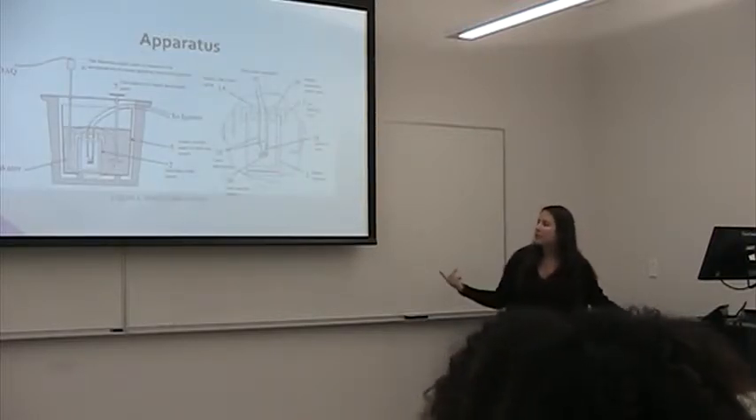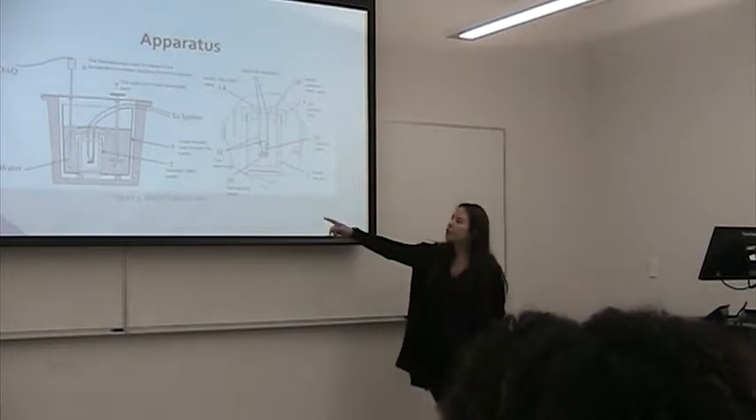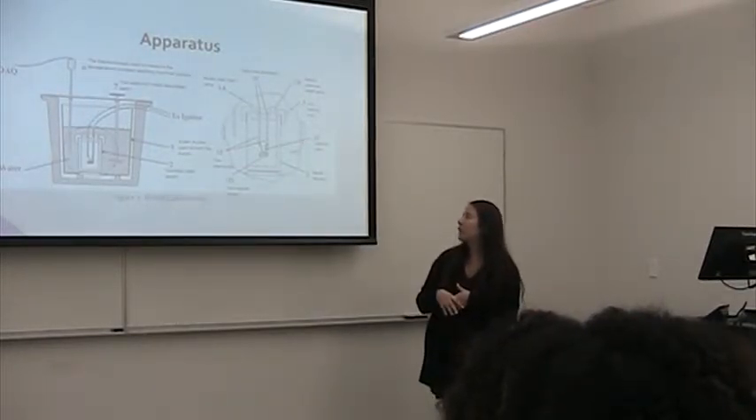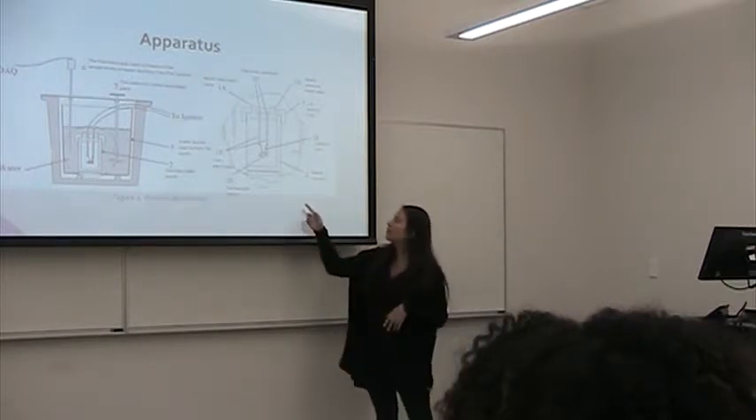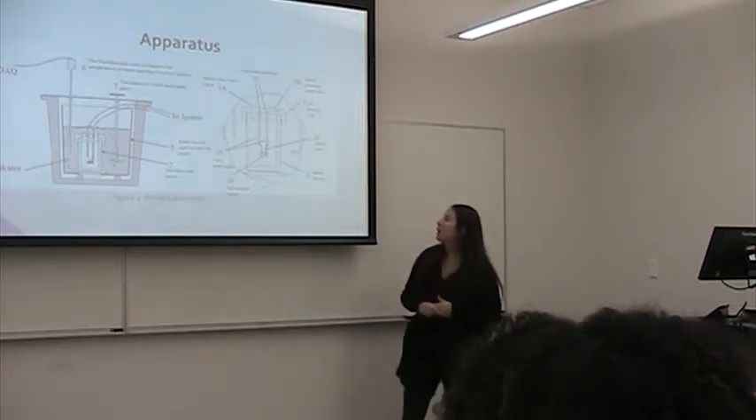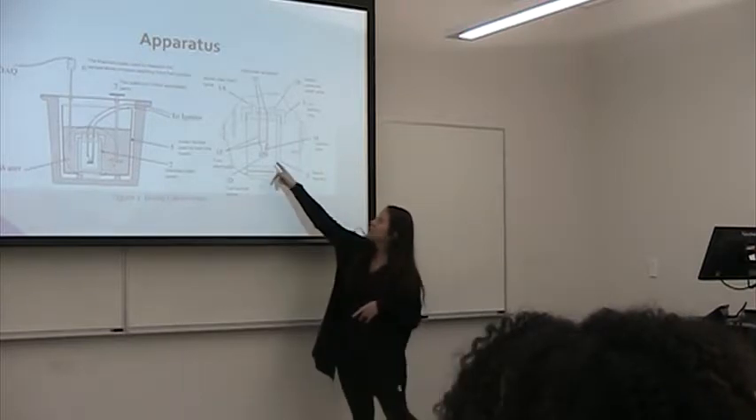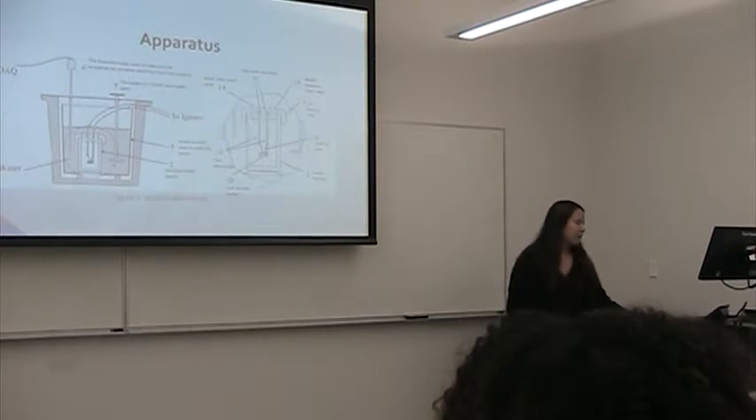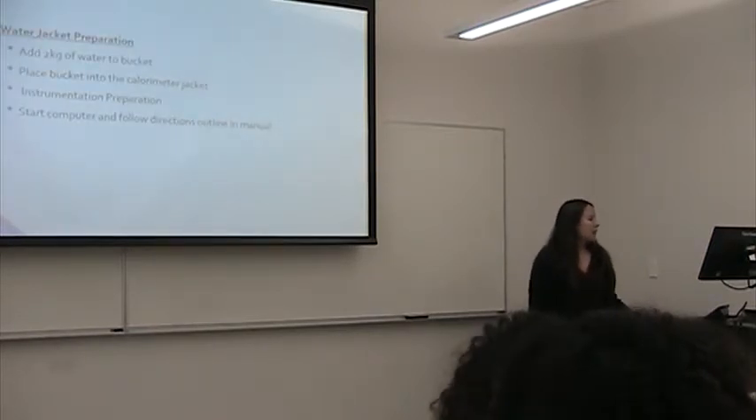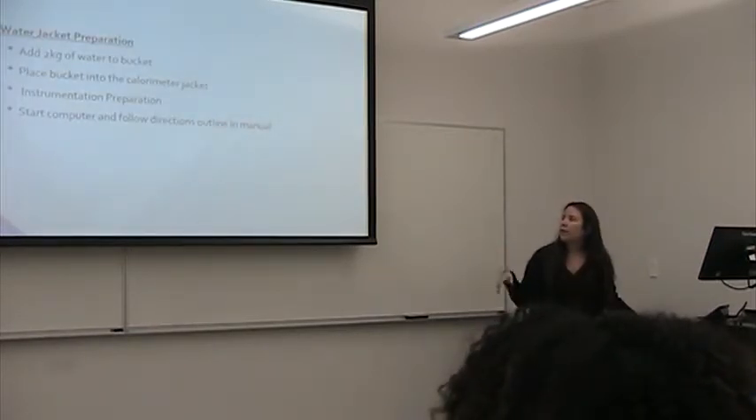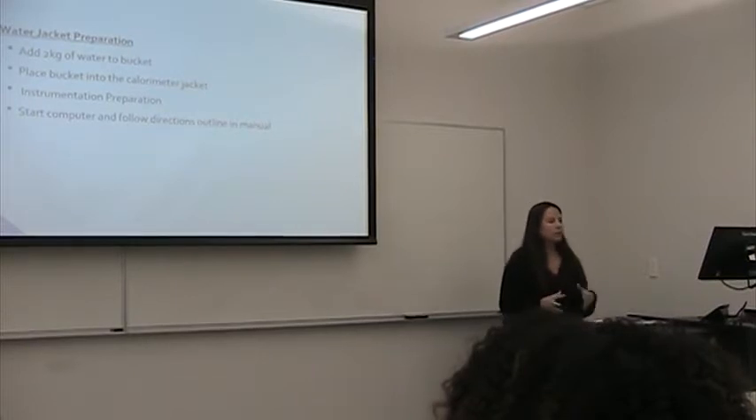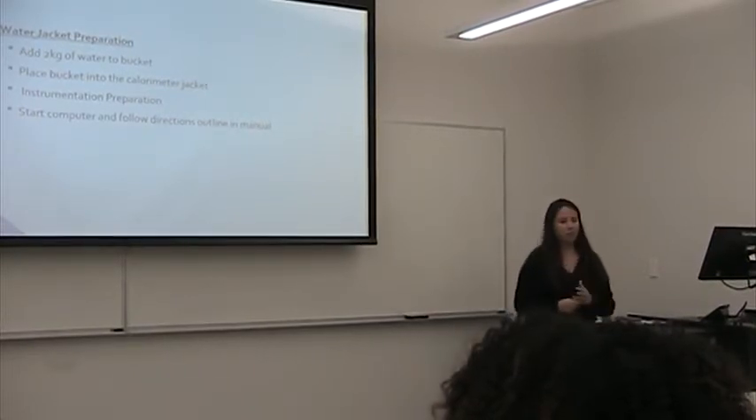This is the apparatus that we use. The first picture is the complete setup with the bomb inside already, and this one is a close-up of the bomb. This is the ignition wire, and this is where we place the sample. The first sample was benzoic acid. Then we do the water jacket preparation, so we add 2 kilograms of water to the bucket. We place the bucket into the calorimeter, and we start with the instrumentation preparation.